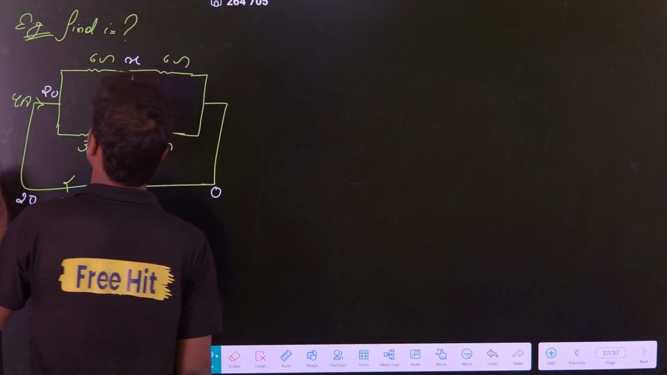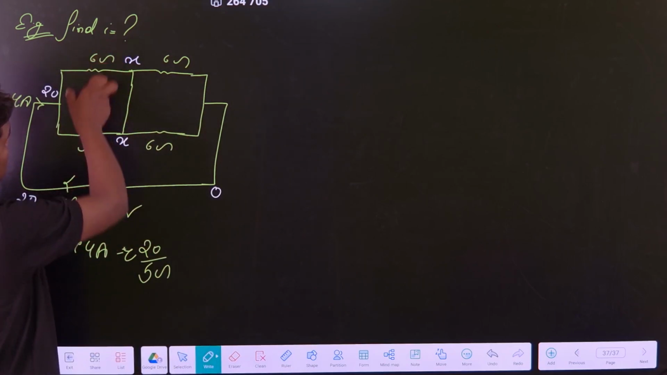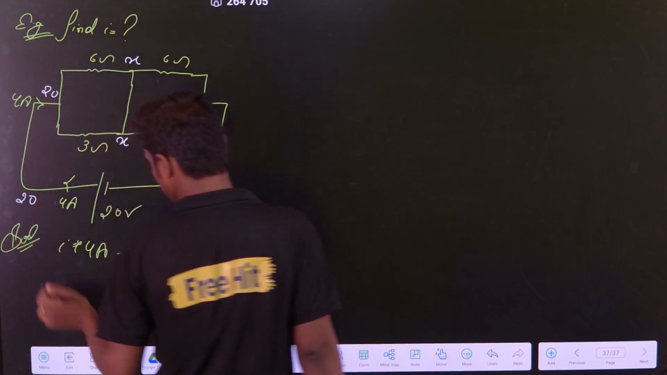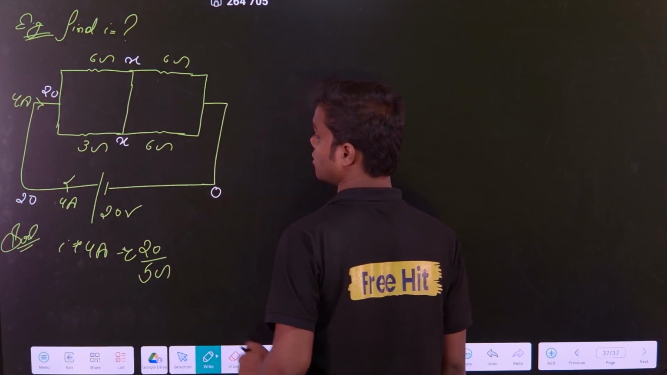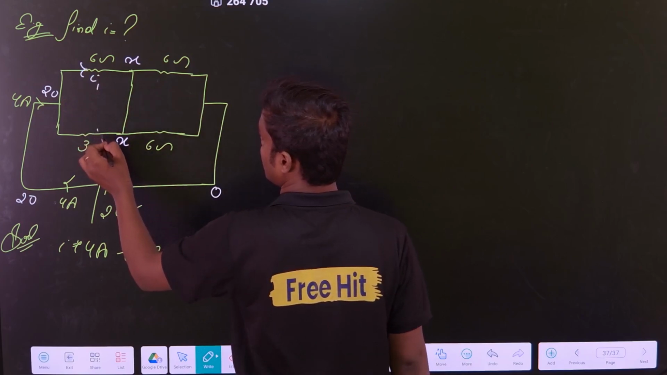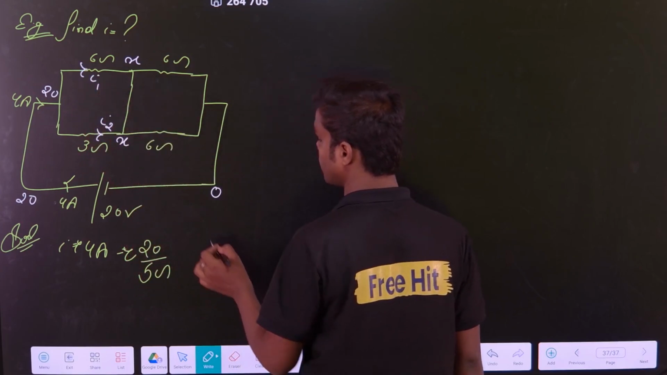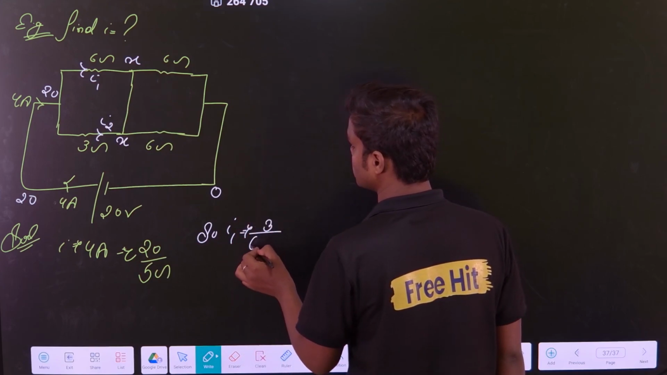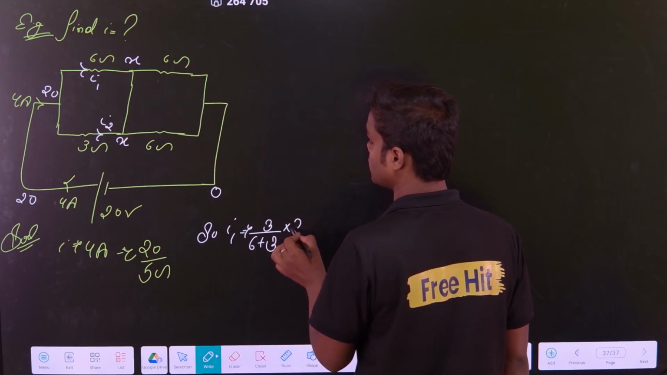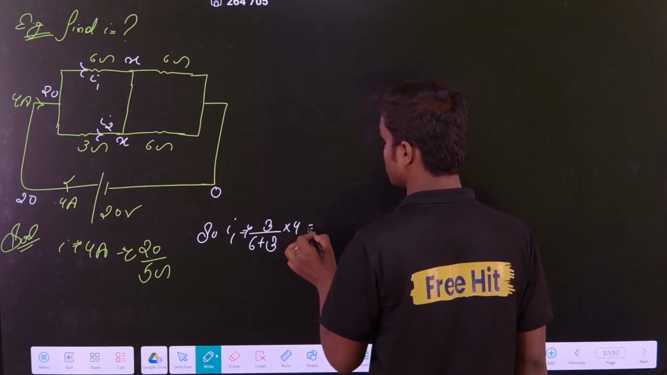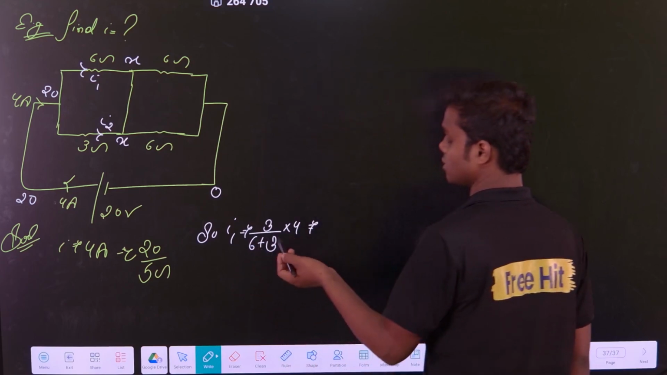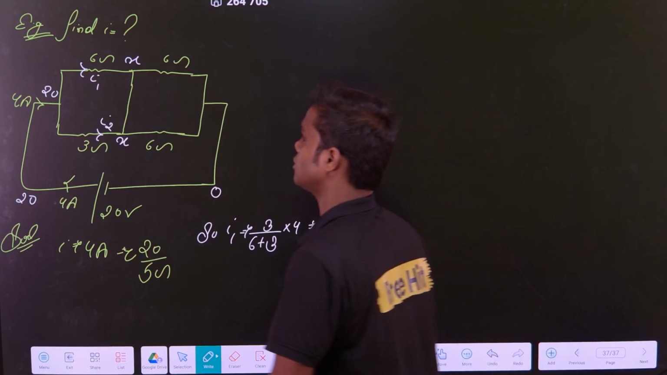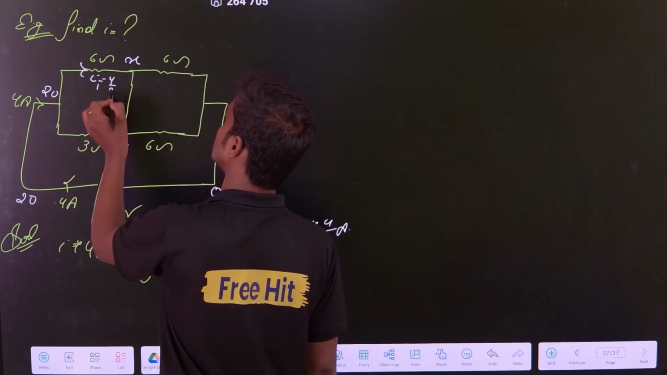Now here we have two resistances connected in parallel, so obviously we can apply the current division rule, correct? So let us apply the current division rule and calculate the current. Suppose this is my I1 and this is my I2, and obviously they both are in parallel. So what is my I1? I1 will be 3 upon 6 plus 3 into 4 ampere. So sir, it will become 4 by 3 ampere. Correct.